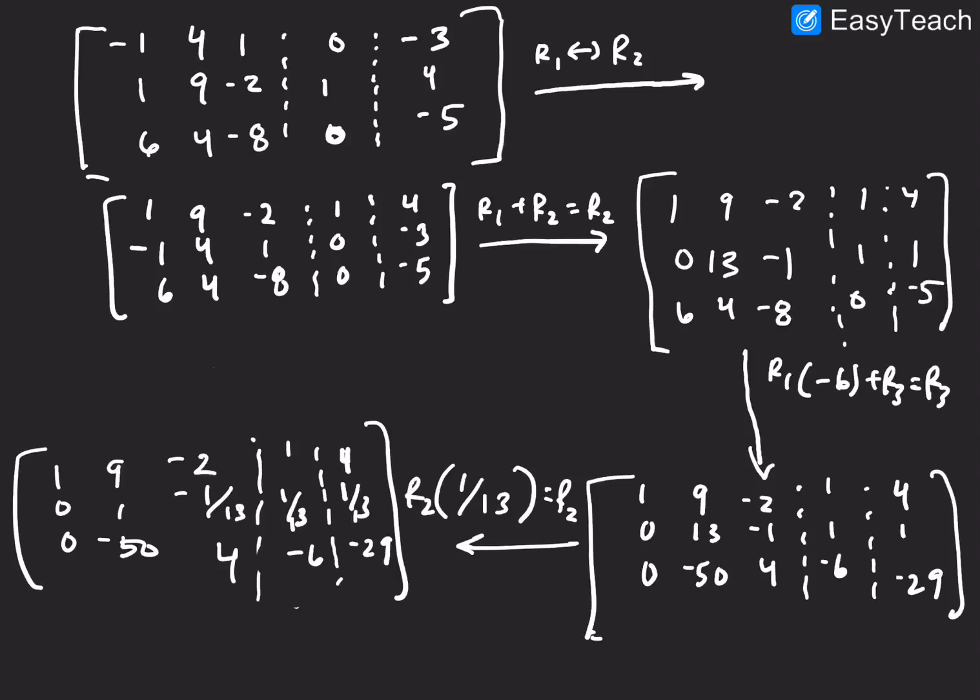Yeah, I can knock out this -50 by multiplying by 50 to row 2 and adding it to row 3. Yep, that's what I'm going to do. Okay, I'm going to go into the next page. So I'll multiply R2 by 50, add it to row 3. That'll give me a new row 3.